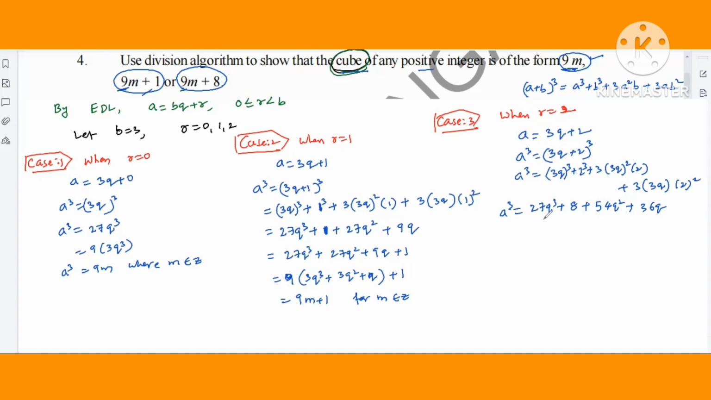If you observe this one, plus 8 is there. Plus 8 means this is the third form. So we write the remaining three terms together: 27q cube plus 54q square plus 36q plus 8. In all of these we get 9 common. 3 cube, 6q square, 9 times 4 is 36. So we get 9m plus 8, for m belongs to Z. So we got 9m, 9m plus 1, 9m plus 8. So we can conclude this.